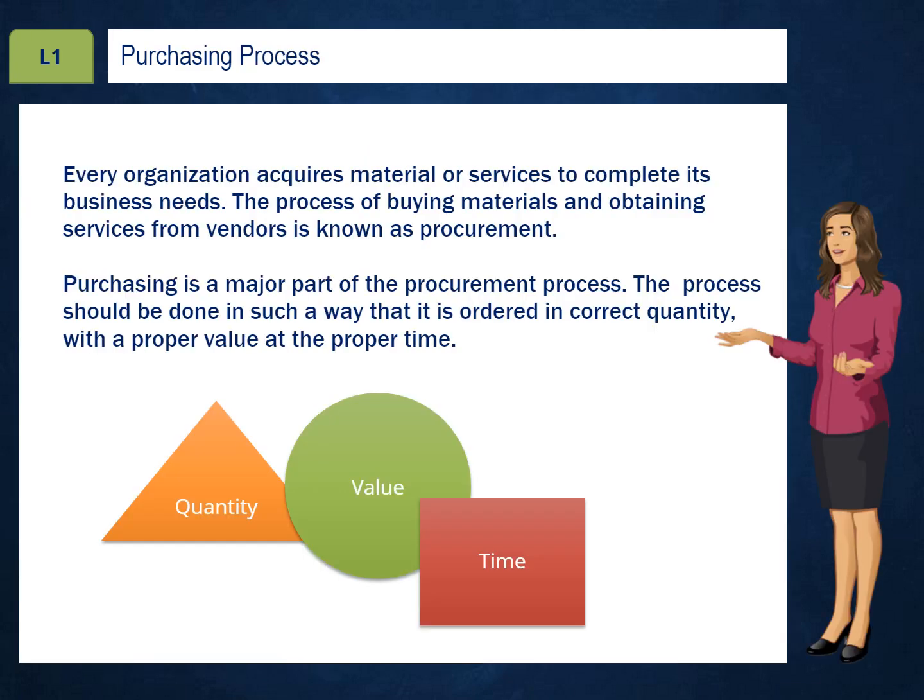Every organization acquires material or services to complete its business needs. The process of buying materials and obtaining services from vendors or dealers is procurement. Procurement process should be done in such a way that it is ordered in correct quantity, and with the proper value at the proper time.